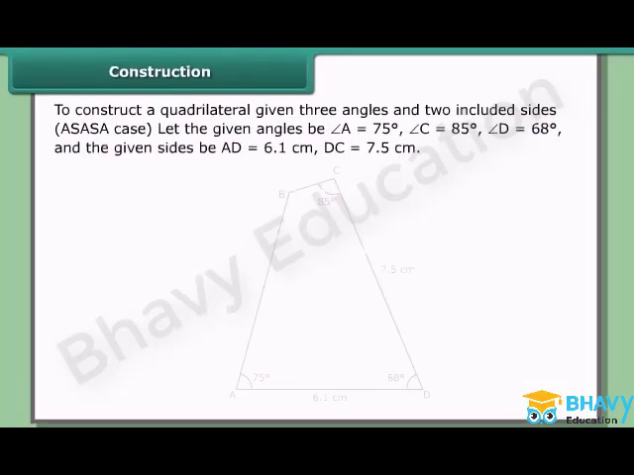Construction. To construct a quadrilateral, given 3 angles and 2 included sides, ASA case. Let the given angles be angle A as 75 degrees, angle C as 85 degrees, angle D as 68 degrees, and the given sides be AD as 6.1 cm, DC as 7.5 cm. Here also we can construct the quadrilateral directly without dividing it into 2 triangles.